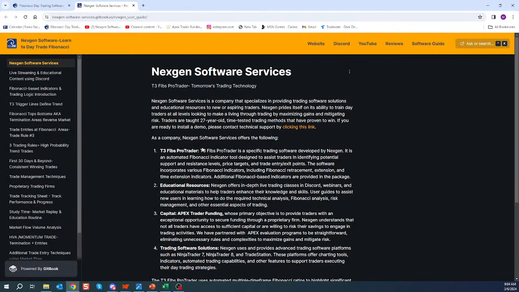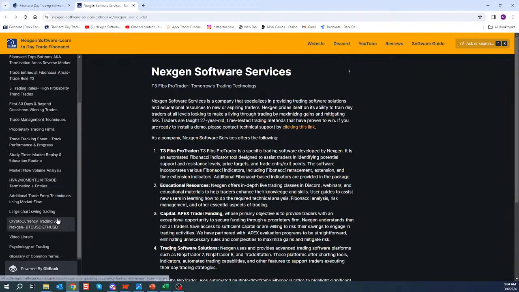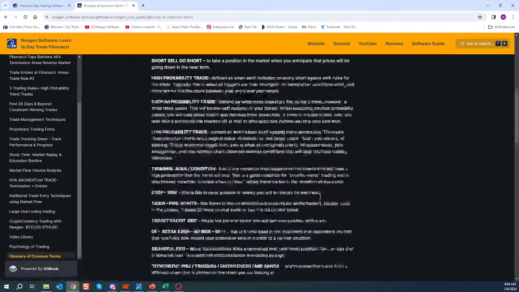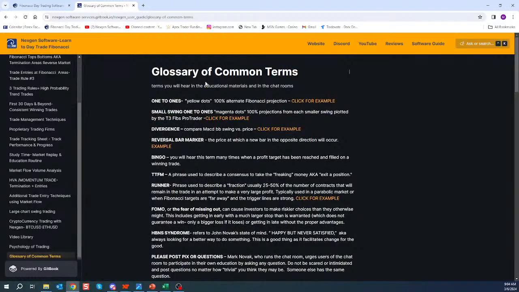And then the tutorial section is where all the answers come from. Everything that I talk about comes from the tutorial section. And down at the very bottom, there's a glossary of common terms for you newer folks coming in. There's a lot of great stuff. Well, I heard him say one-to-ones in class. What is that? What's a small swing? What's a reversal bar marker? It's cool to go down and get used to the terminology a little bit. It makes it easier to follow along, to participate.